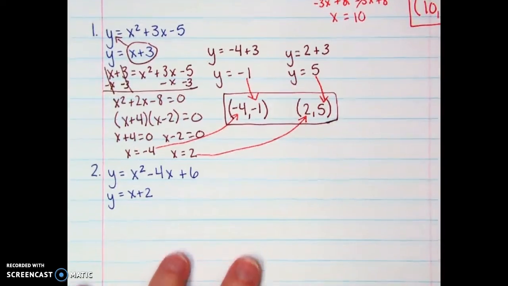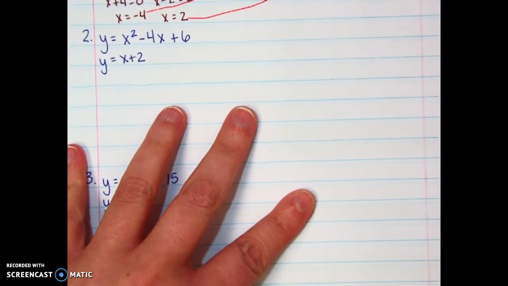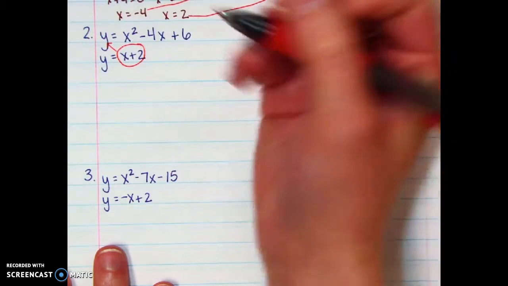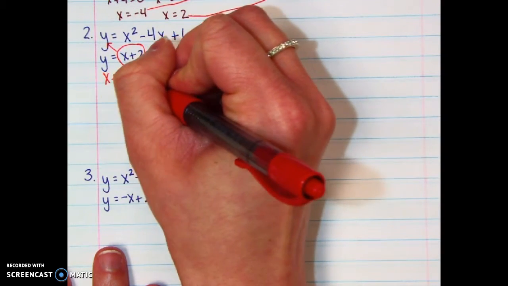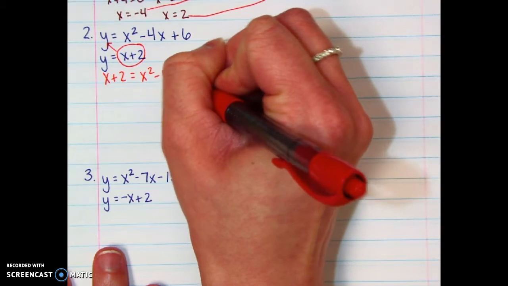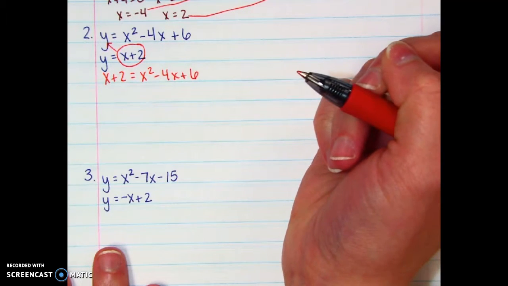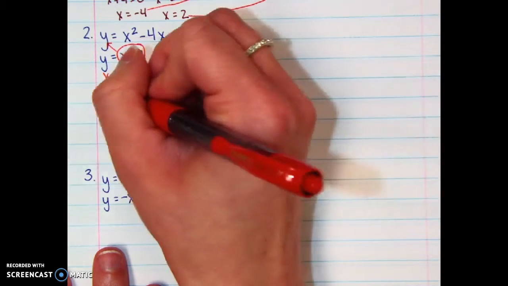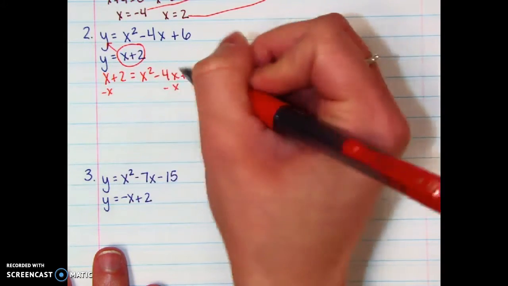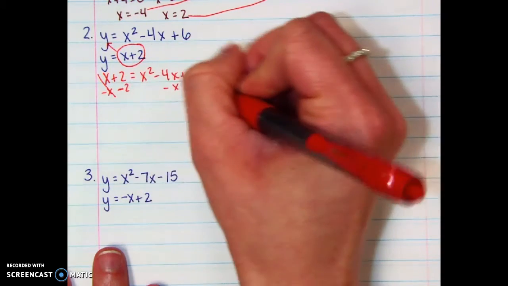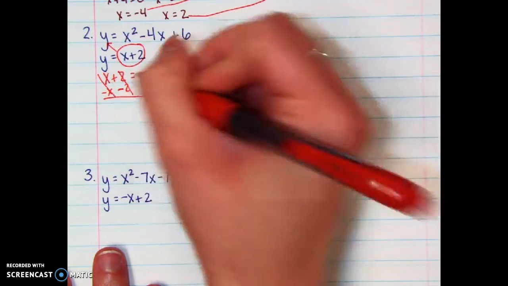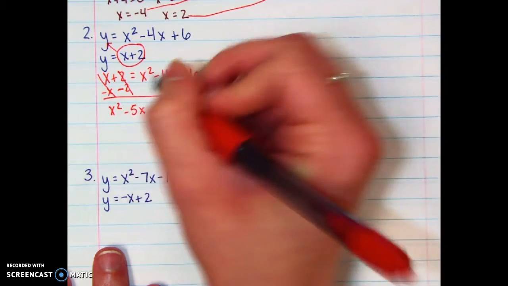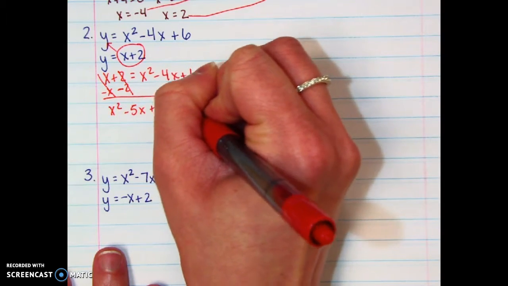Okay, let's look at another one. Take this and you're going to plug it in there. So that becomes x plus 2 equals x squared minus 4x plus 6. To get everything on one side, I'm going to subtract x. I'm also going to subtract 2. Why not? That gets me x squared minus 5x plus 4 equals 0.